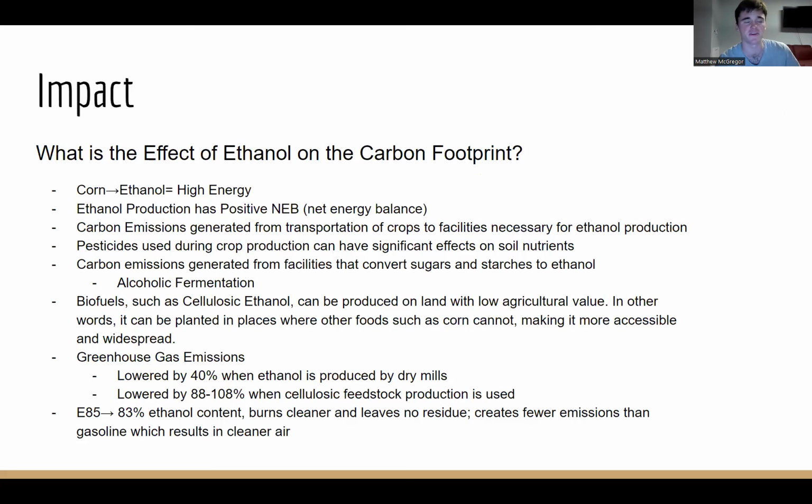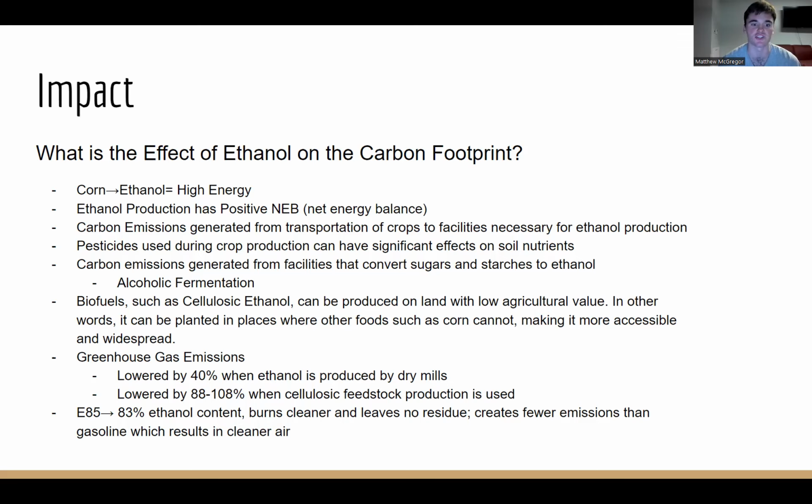So what are the effects of ethanol on the carbon footprint? To be frank, it produces a lot of carbon emissions from the transportation and the production of ethanol. It is a very high energy process that utilizes trains, cars, factories, just anything you think of that can produce carbon emissions. It does. And then there's also alcoholic fermentation, which releases CO2 as a byproduct.